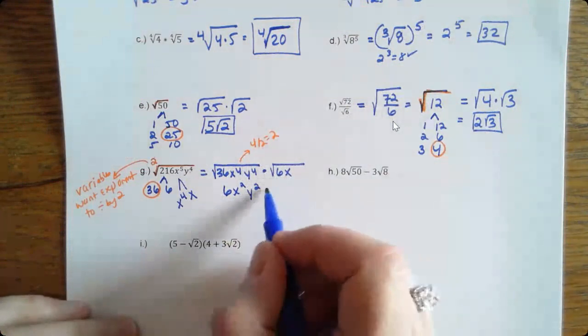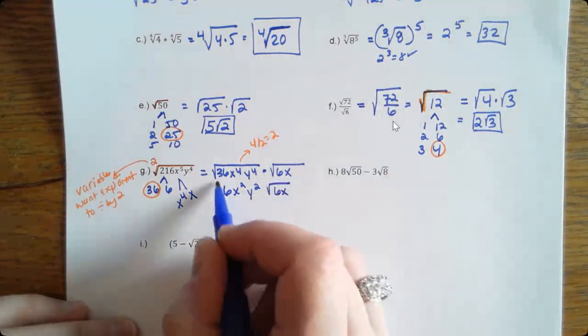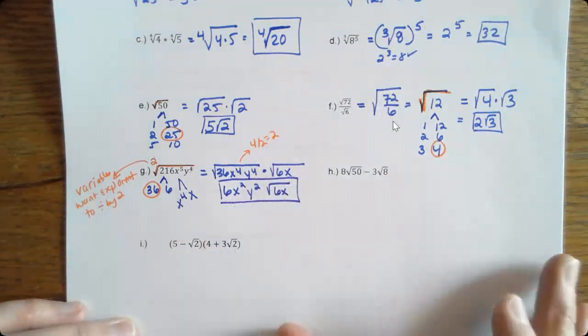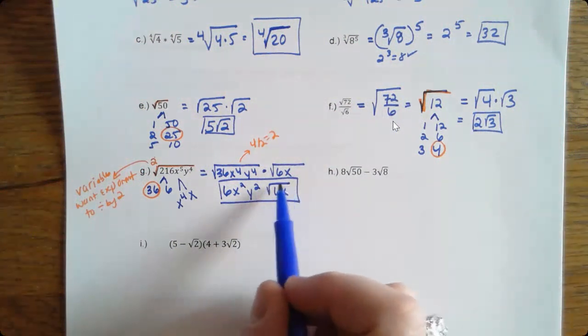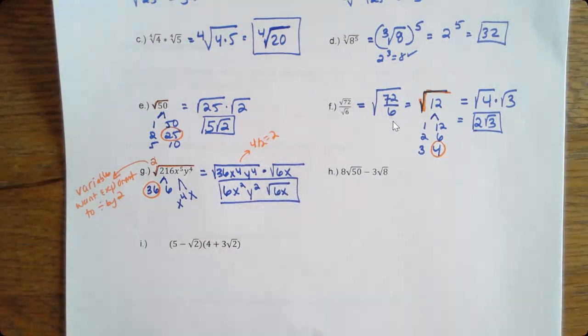And then I can't do anything with the second group. So when we have radicals like this, you're going to break them down as much as you can, and then anything that's left over that cannot be broken down will stay under the radical.